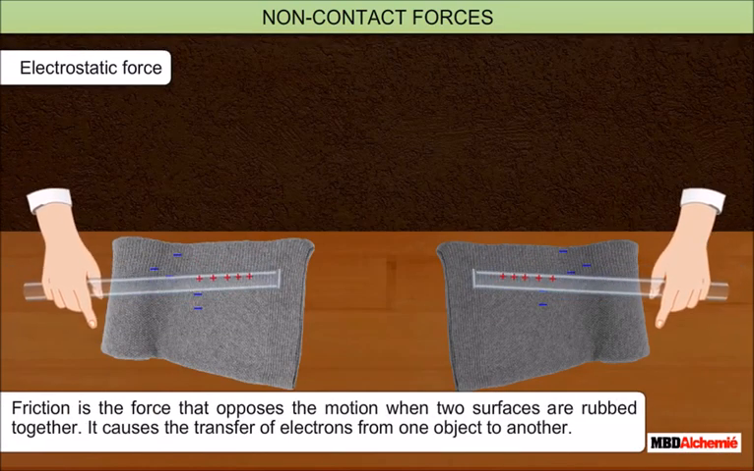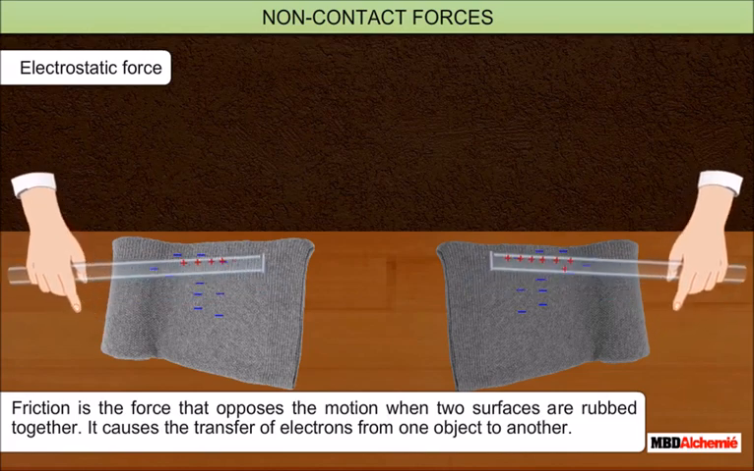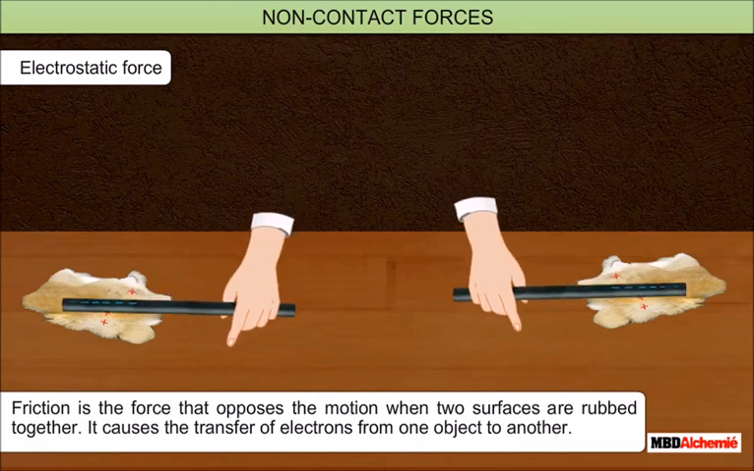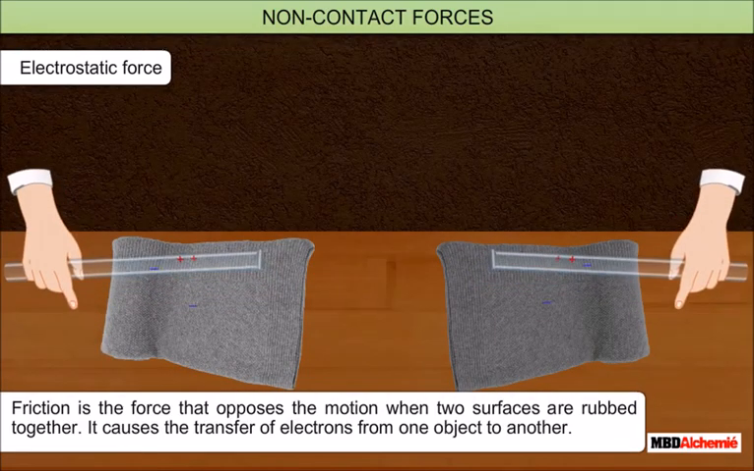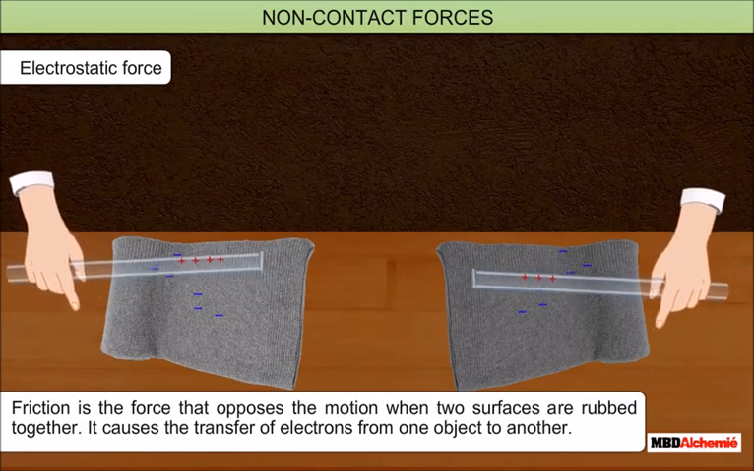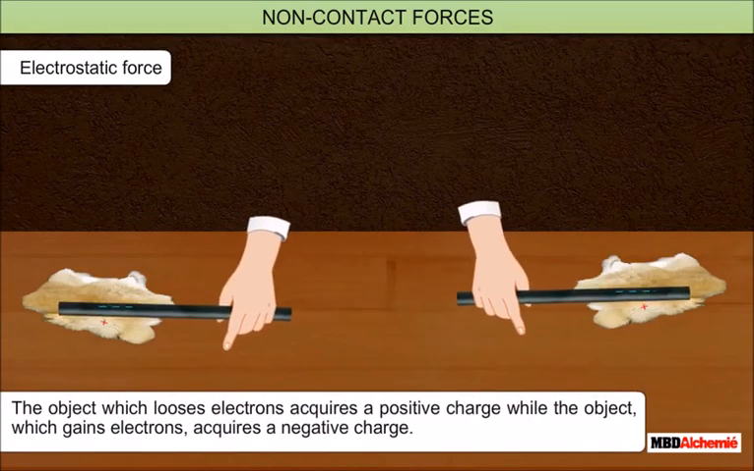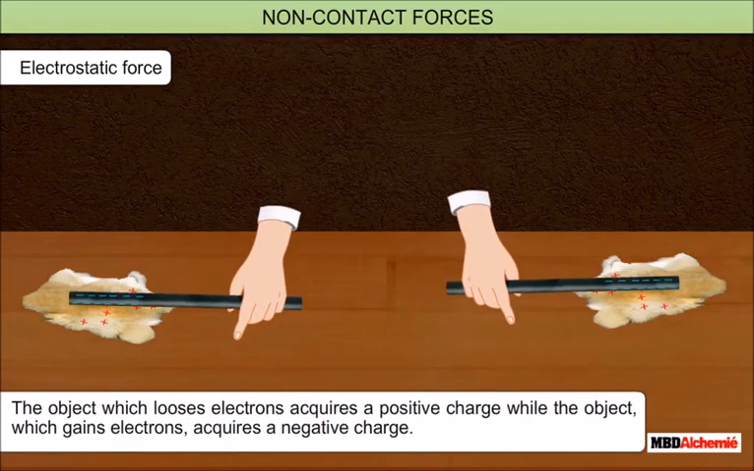Friction is the force that opposes the motion when two surfaces are rubbed together. It causes the transfer of electrons from one object to another. The object which loses electrons acquires a positive charge, while the object which gains electrons acquires a negative charge.